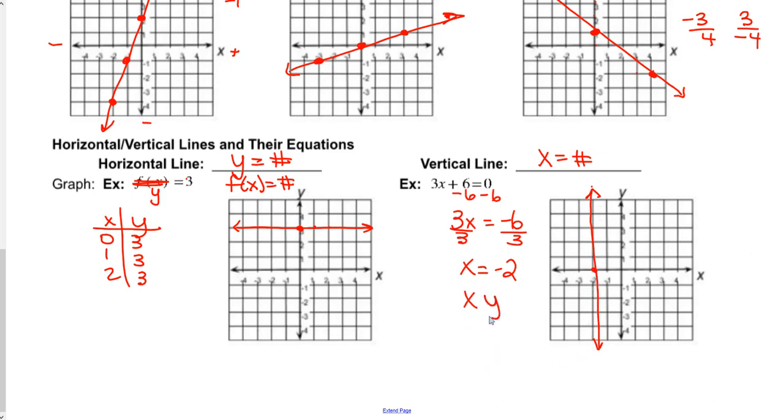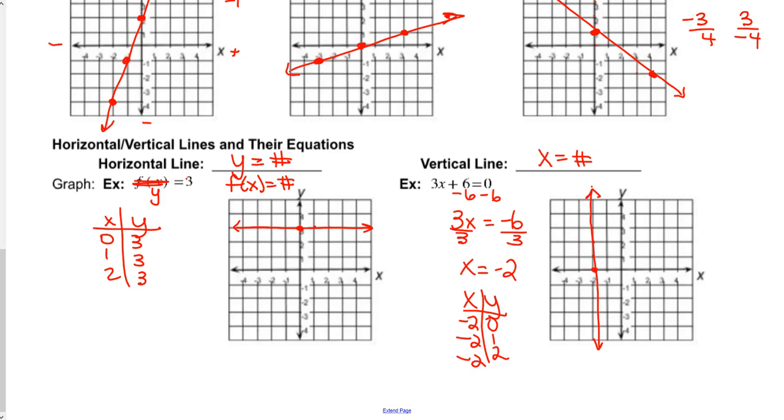Now, if you like the t-charts, in this case, negative 2 is always going to be my x value. I don't care what y value that I choose. Again, you plot these points, you would have this point, and this point. Drawing the line through there gives you the same thing. So very much focus on those types of things. Okay? All right, very good.